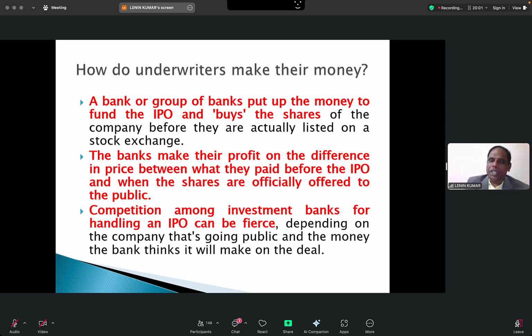Competition among investment banks for handling an IPO can be fierce. That is why all the banks will come forward, arguing or bargaining with different companies, saying we'll take care of your IPO, because they're going to make lots of money, especially these investment banks.